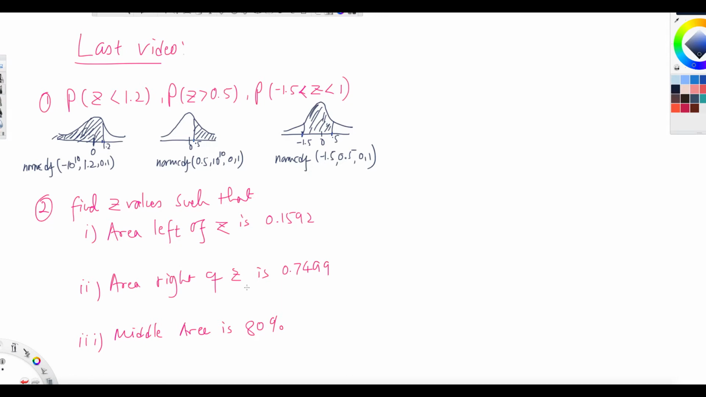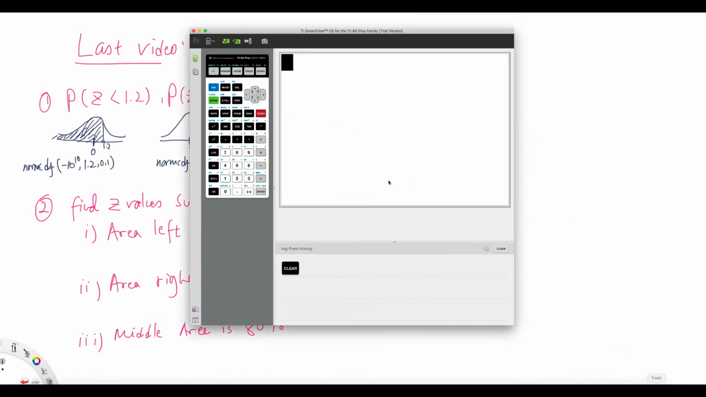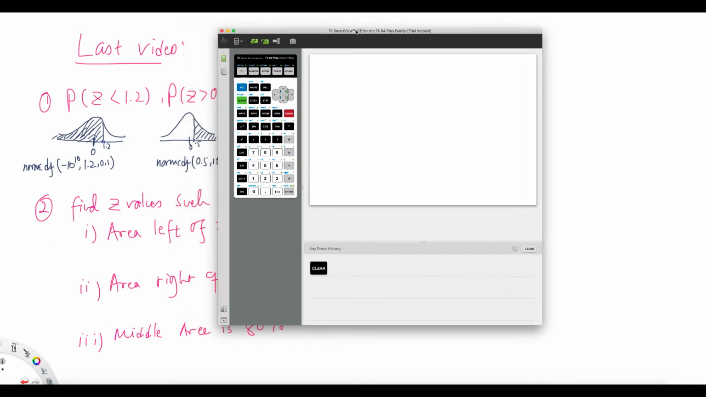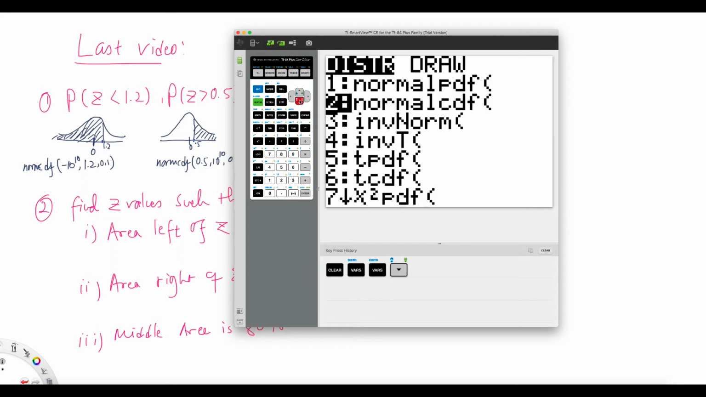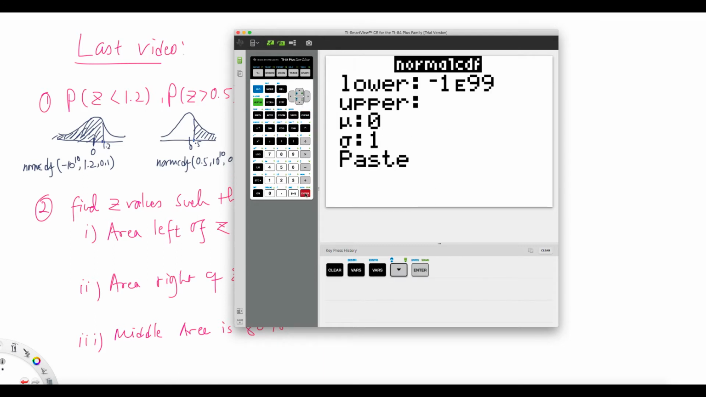How did we use the calculator? If you are using a TI-84 calculator, let me do it on the TI-84. How do you find the area? You go to second, then vars, and go to normal CDF, that is number 2. For example, for the first one, the left bound is negative 10 to the 10, so it is 10 to the 99. It is even better. What will be the right bound? Right bound is 1.2. And then mean is 0, sigma is 1, and then you paste it.